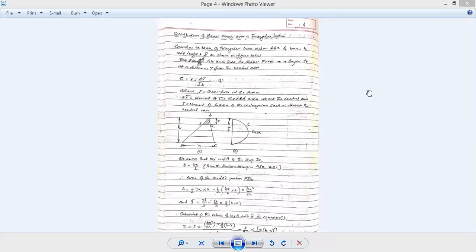By considering an elemental length of the beam, between two sections at a distance dx, which is infinitesimally small, we found the constitution of bending stresses and the neutral axis. Then we derived the formula for the calculation of shear stress for a beam with rectangular cross section. Now let us consider what the shear stress condition will be over a beam having a triangular section.